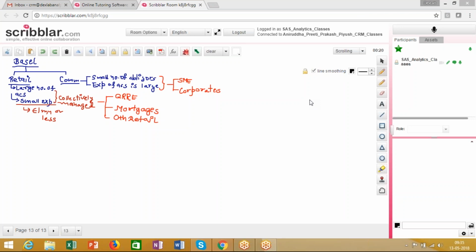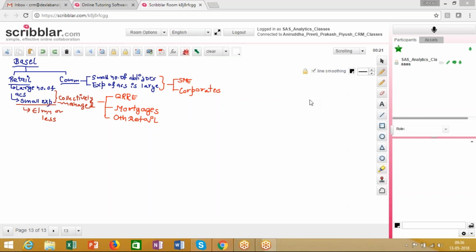Great. Now we'll take up each portfolio, kind of independently. So one case over here is that in the retail portfolios, there are three sub portfolios. One is QRRE, which is nothing but the qualifying revolving retail exposure. The second is the mortgage, and the third is the other retail. So these are the three things that we will be talking about.